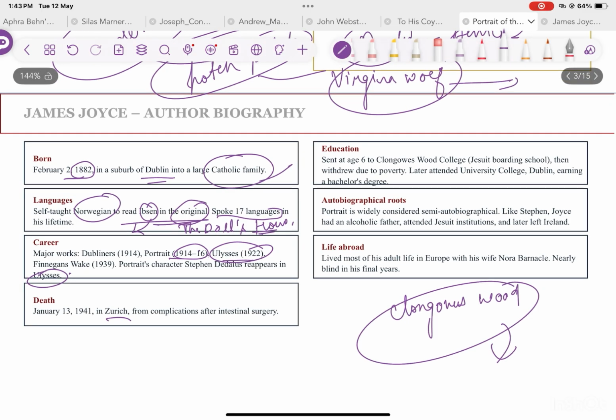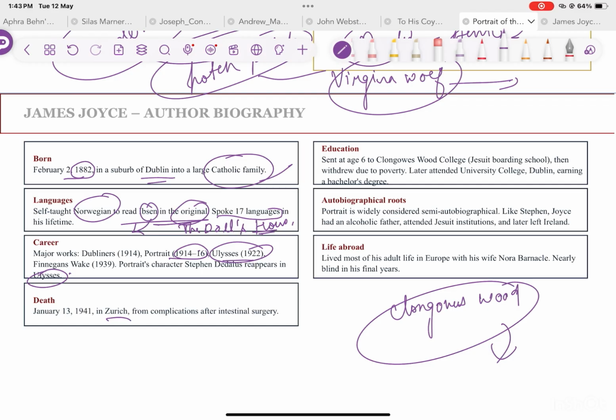And Portrait is widely considered a semi-autobiographical narrative. Like Stephen, Joyce had an alcoholic father, attended a Jesuit institution, and later left Ireland, and lived most of his adult life in Europe, with his wife Nora, nearly blind in his final years.